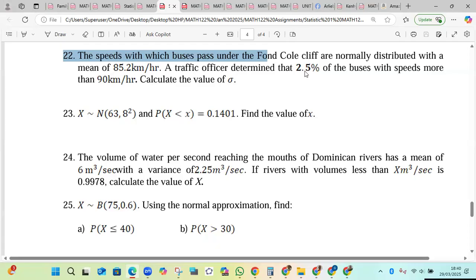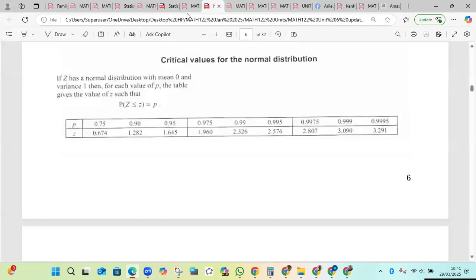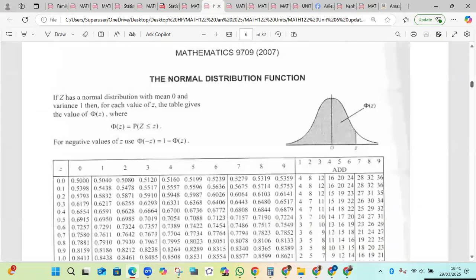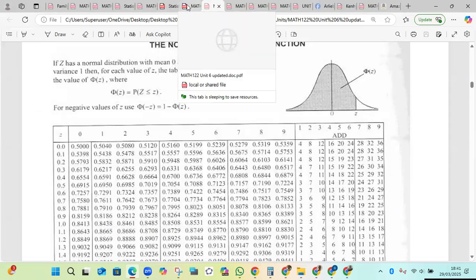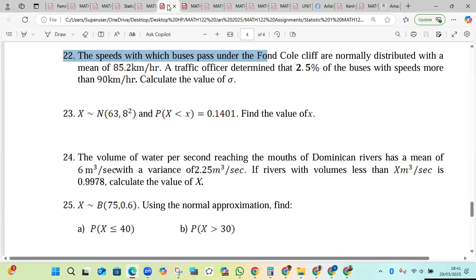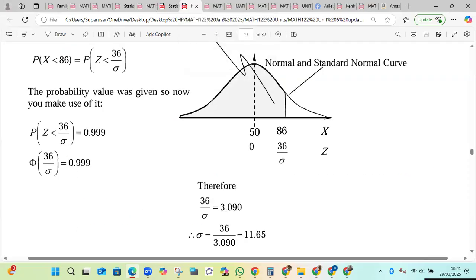And we can go into the table to get Z, but we can't go into the table with a tail. We can't go into the table with a probability value of less than 0.5, because as you can see, this table that we are using is calibrated for phi of positive values of Z, big chunks. So in order to get towards Z, we must subtract 0.025 from 1. So let's go to Unit 6 to see if we can get an example similar to this.